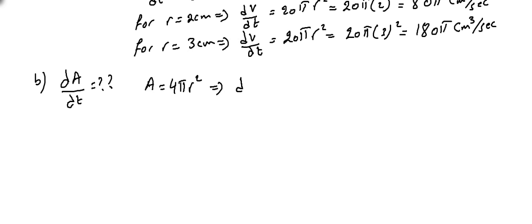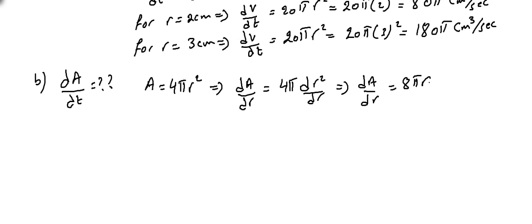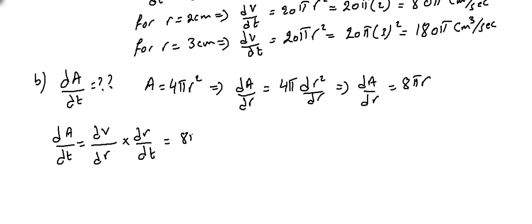If we differentiate this formula with respect to r, 4 pi is a constant, and the derivative of r squared is 2r, so dA/dr is 8 pi r. Now what is the chain rule for dA/dt? It is dA/dr times dr/dt, which is 8 pi r times 5 centimeters per second. So I will finalize the answer as 40 pi r.